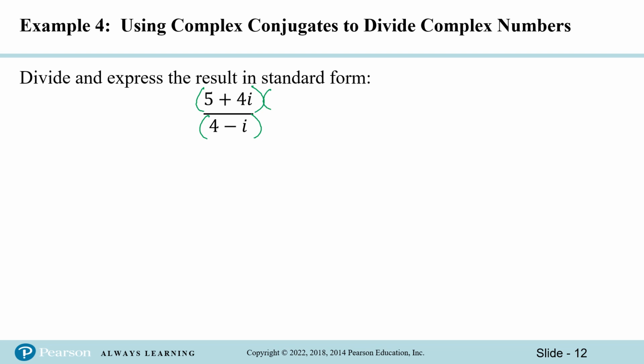So what does that mean? We are going to find the conjugate of the denominator. So the first number is the same, and we have the i, but instead of minus, we would change that to a plus. So they have to have opposite signs. What you do to the bottom, you have to do to the top as well. So we're going to multiply 5 plus 4i and 4 plus i.